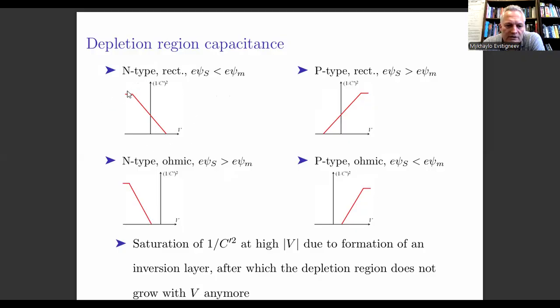So for example, if the semiconductor is of N-type, the capacitance of the depletion region exists only if you have the depletion region. And the depletion region increases in width as you increase the magnitude of your negative bias applied to the metal. So if the voltage applied to the metal is large and negative, the depletion region becomes large.